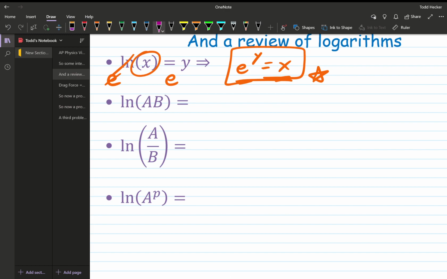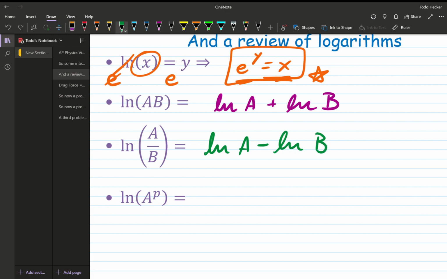Let's see, natural log of a times b. It turns out there's a mathematical fact that tells us that the natural log of a times b is the same as the natural log of a plus the natural log of b, okay? And similarly, division just becomes subtraction. So this next one, natural log of a divided by b, is the same as the natural log of a minus the natural log of b, all right?